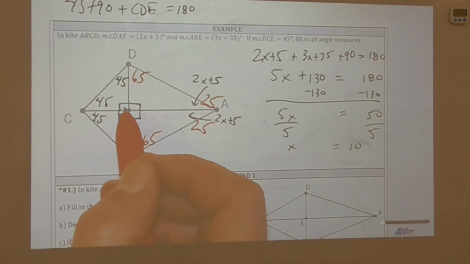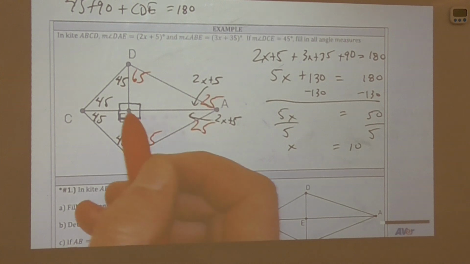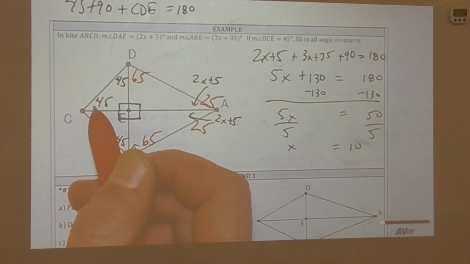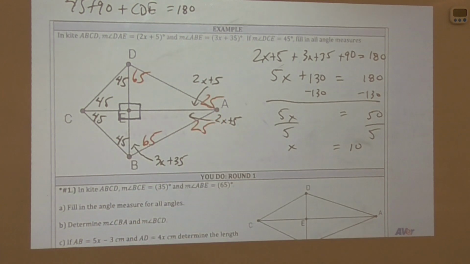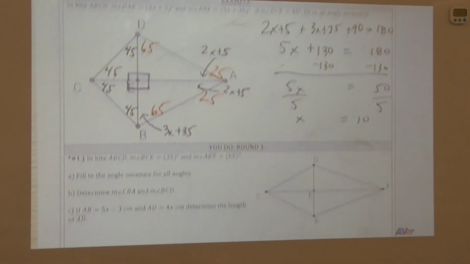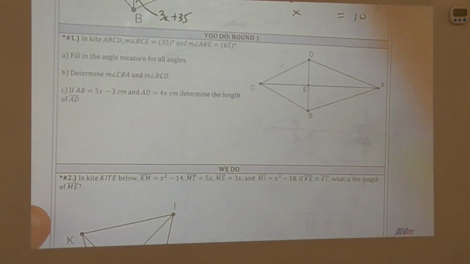So we started out knowing 90 degrees here where the diagonals intersect, and then we had a 45-degree angle here, and then we started to fill in the other angles in the triangle. Okay, you do round 1.